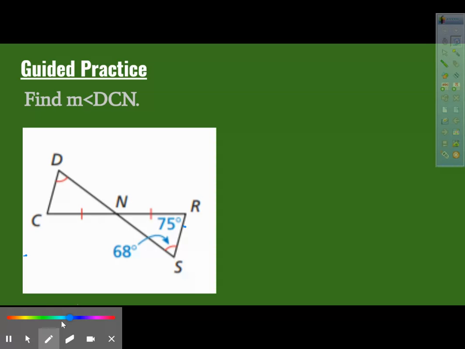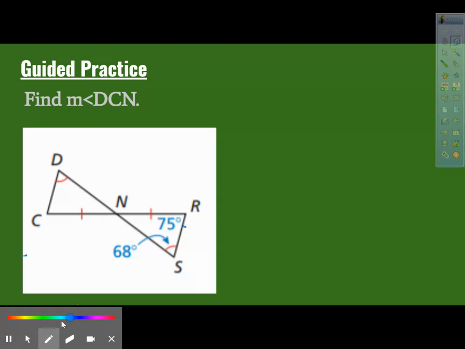Alright, if I can have your attention, please. My first question for you is, they want you to find the measure of angle DCN. So first you gotta figure out which exact angle is angle DCN. Alright, Harrison, which angle is angle DCN?